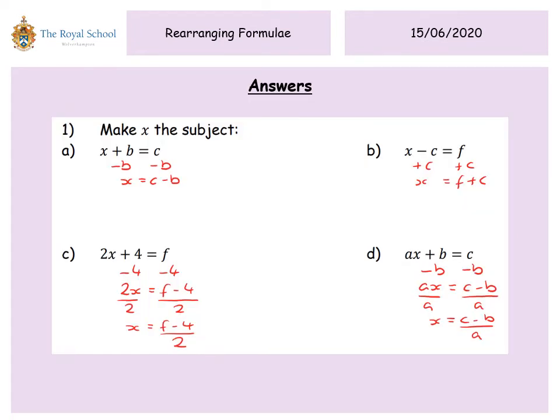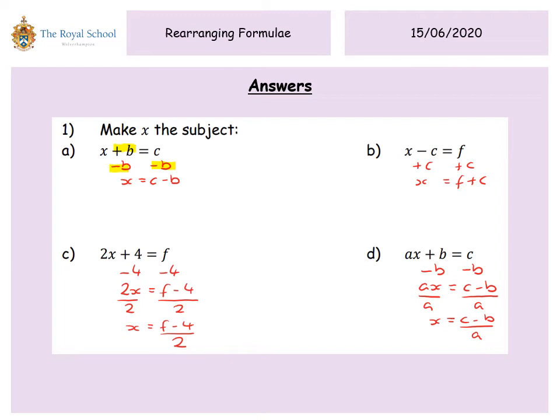Question 1 then, make x the subject. So we've got x plus b equals c. If x has had b added to it, then we need to just take b off both sides to rearrange our expression. A one-step formula to rearrange here.